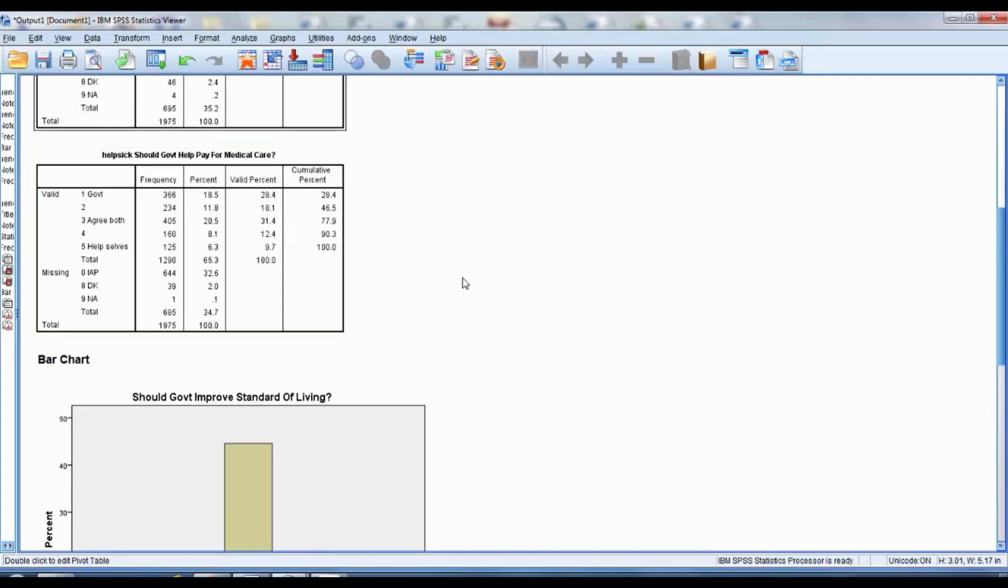The help sick, however, is a little bit more spread out. You'll see here the government position, 28.4%. That's a fairly high percentage. Even 18.1 in code 2. And again, barely, agree with both is a mode by a couple of percentage points over government take action. Let's find the median. It can't be government because that's 28.4. 46.5. Position 2 on the variable almost becomes the median because it doesn't quite make 50%. So the median does occur in agree with both.